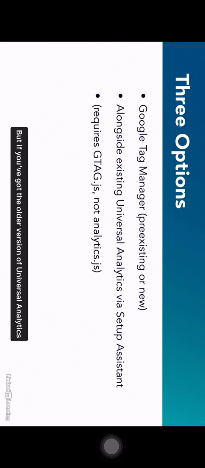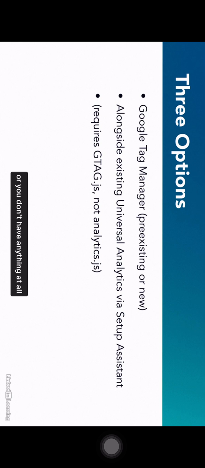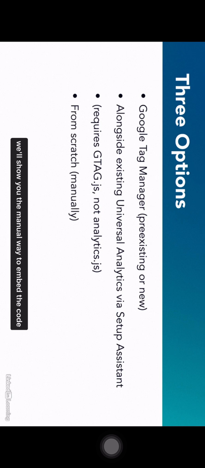But if you've got the older version of Universal Analytics that uses the analytics.js code snippet, or you don't have anything at all and you prefer not to use GTM, we'll show you the manual way to embed the code here in this video. So where we left you last time was right here.